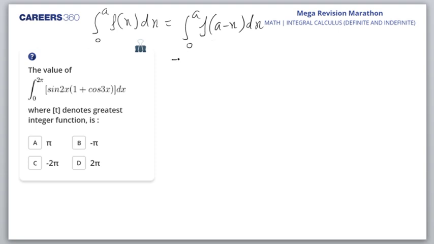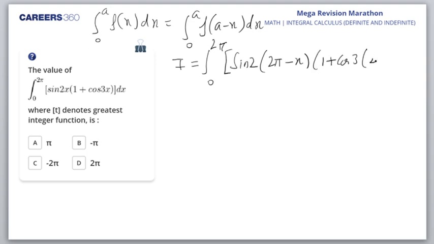Go ahead, correct it. Then the integral would be from 0 to 2 pi. Integral is equal to, greatest integer only is there, of sine 2x, which becomes sine of 2 pi minus x. Okay. And here again you have 1 plus cos 3 times 2 pi minus x.